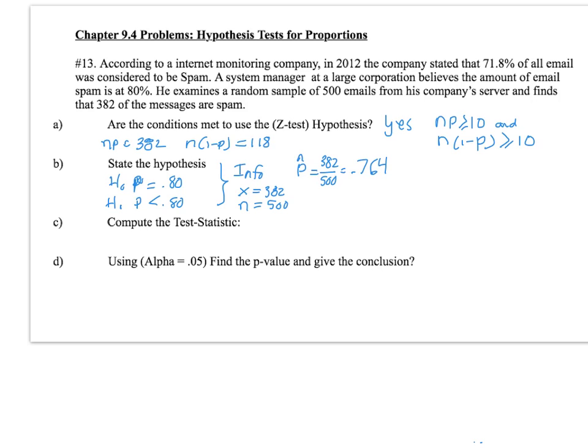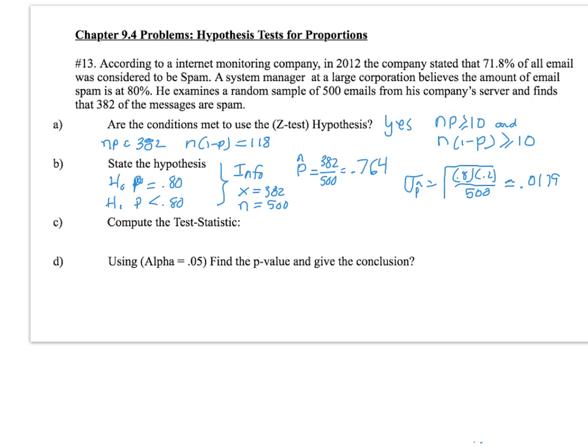And then we want to calculate one other item, and I'm going to go ahead and calculate the standard error. In this case, the standard error is the square root of 0.8 times 0.2 divided by 500. Remember, we're always going to use P naught if we know what P naught is to find the standard error. Here, our standard error, when we do the calculation, is 0.0179. It's rounded up.